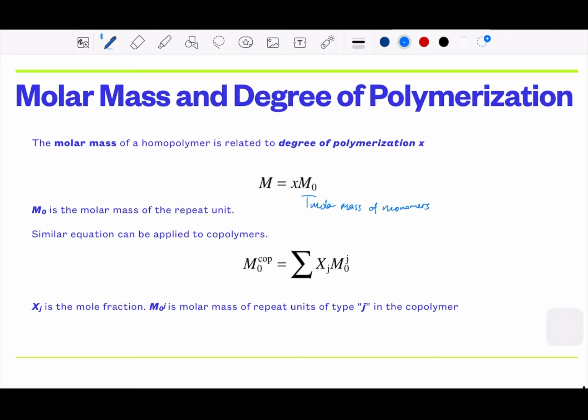Oh, I already have this. Okay, it's the same thing. And similarly, if you have a copolymer, then you need to add this sum, sigma. You need to add the degree and then monomers. And this is the mole fraction, and this is the repeat units or the monomer. If you are confused, the repeat unit is the monomer.